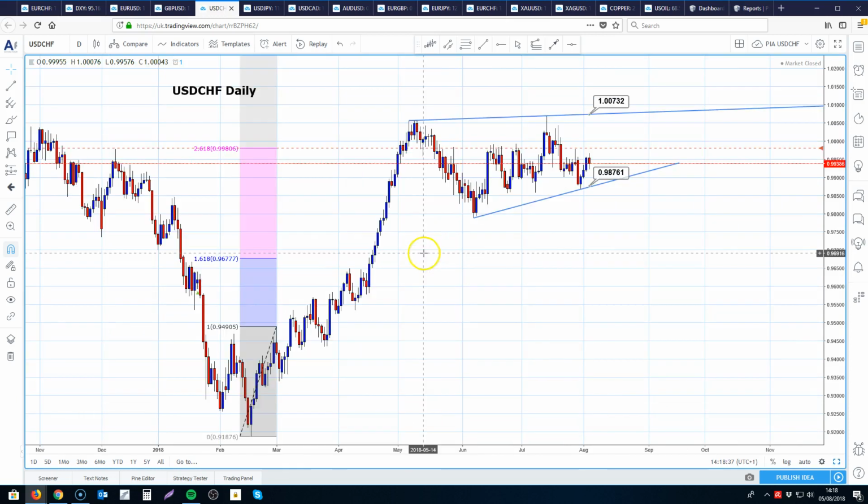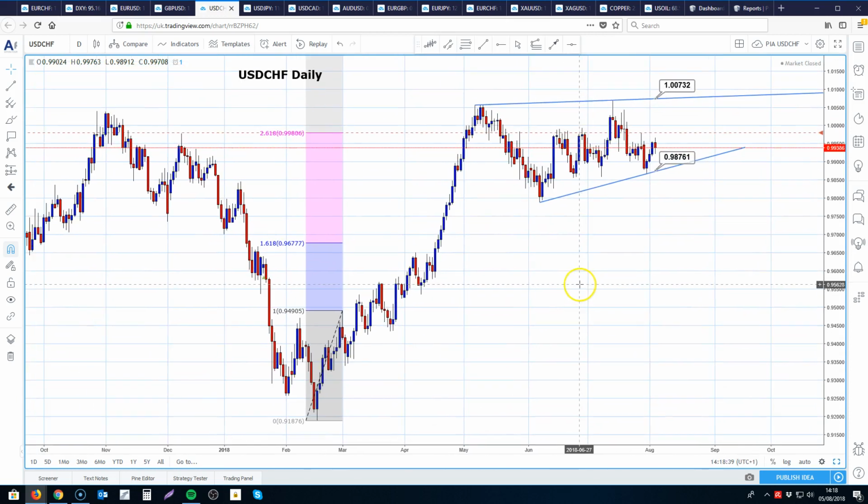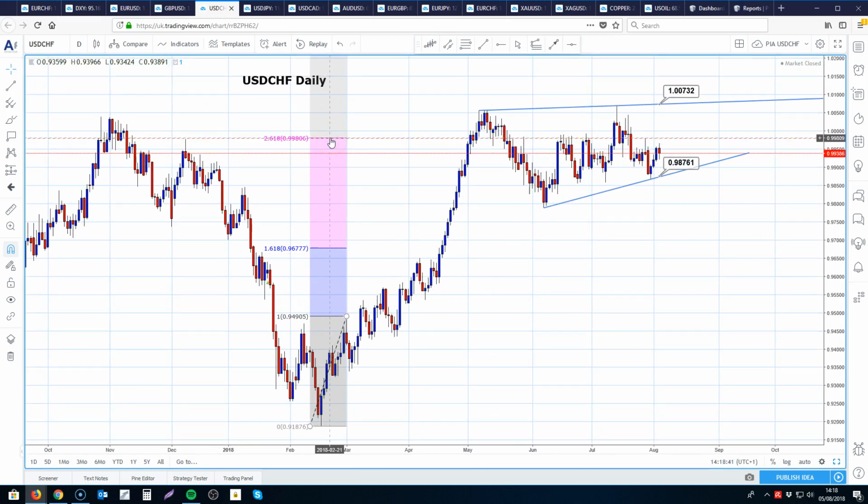Looking at the daily chart, and again we've got that Fibonacci extension level at 99.80. We've extended it twice. Could be seen as a wedge formation, so again selling into rallies around about 100.70, or if it breaks 98.75, then the move lower is already underway.